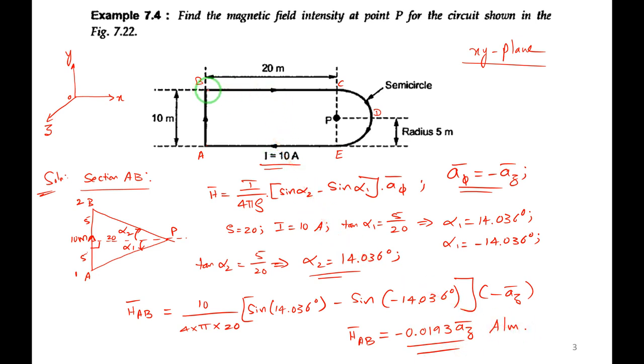Similarly, we have to calculate for BC, HBC, right? So observe, okay, just we will observe the direction of the rotation of the flux here. If I consider the right hand thumb rule, once again it is going into the board only, right? It is going into the board. So let me calculate HBC. Consider the section BC.